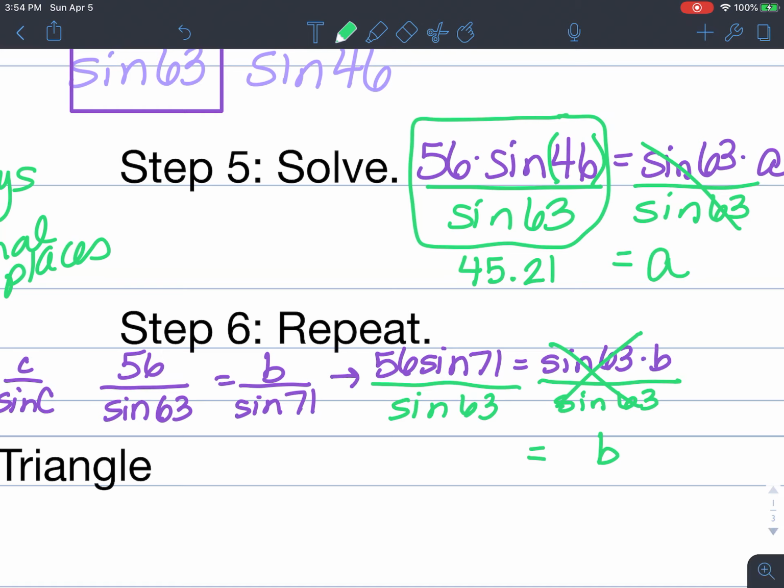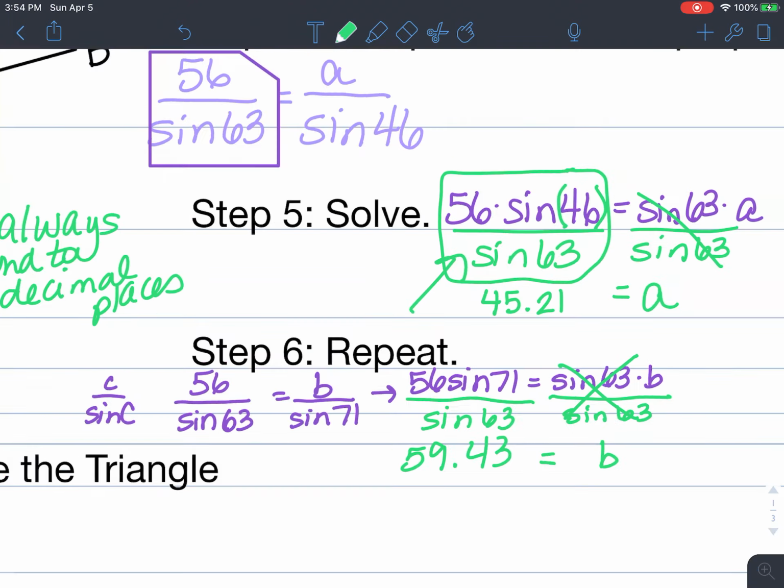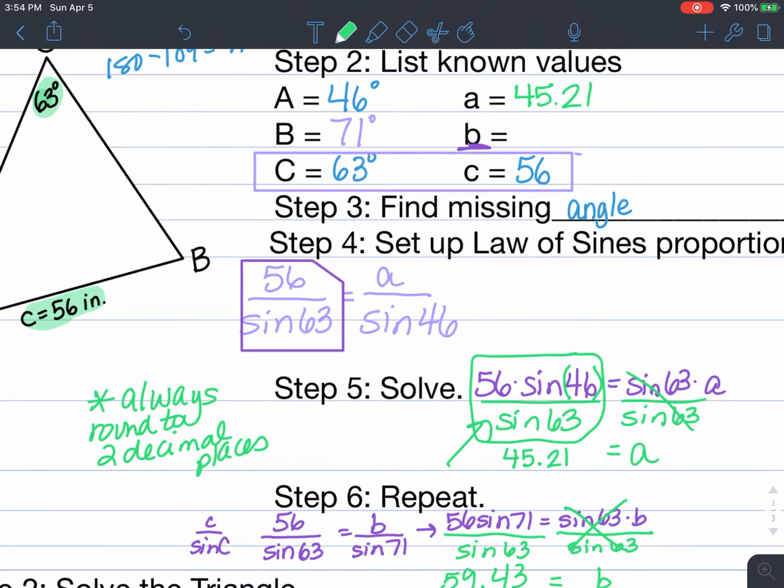Okay, so this is gone, and then we're going to take our calculators and type this in. And if you notice, the only thing that's changed from this part of the problem before is that 46 is now 71, so everything else is the same. And B equals 59.43. So that's the length of the side B.